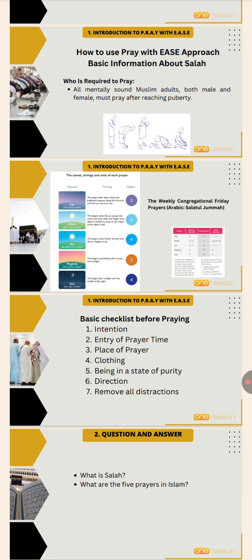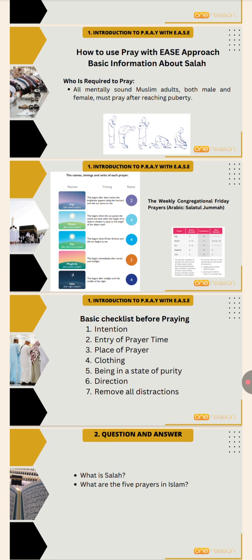So the names, we have Fajr, which is the dawn prayer. The timing is, this begins after dawn when the brightness appears along the horizon until the sun starts to rise. The number of rakat is 2. Then Dhuhr, which is the noon prayer. This begins when the sun passes the zenith and ends when the length of the object's shadow is equal to the length of the object itself. And the rakat is 4.